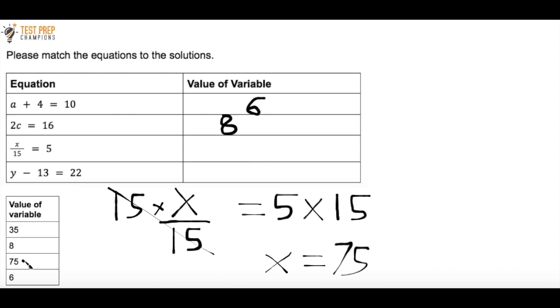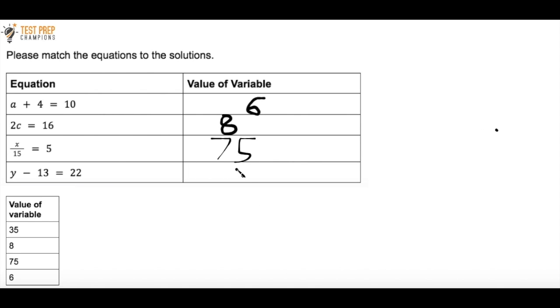So my 75 that's down here in the smaller box, I'm going to put that in here into the box here. Now, since we only have one box left here, we know that it's going to be the 35 since that's the only one left. But just for practice here, let's go over this anyway.